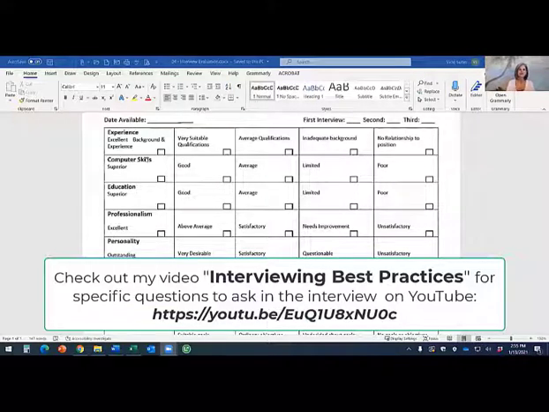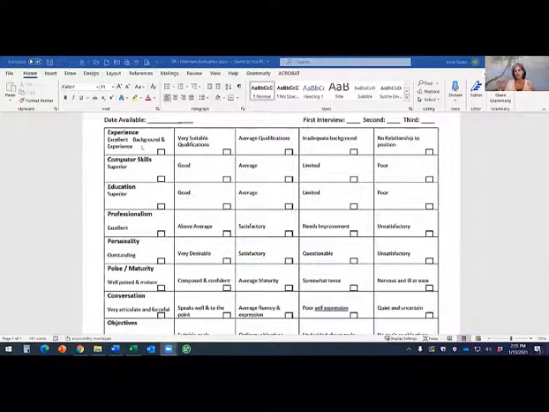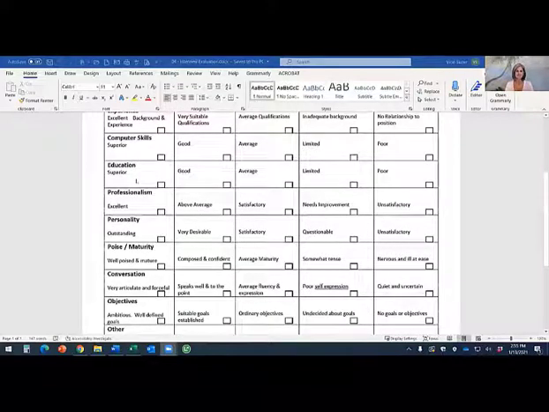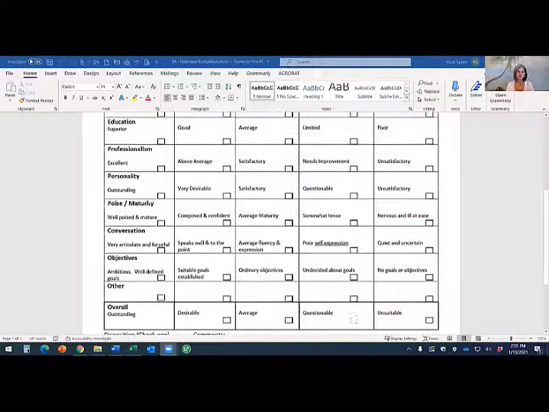But for their overall skills and qualifications, where would you rate them? Anywhere from there's no relationship to the position, to, oh my gosh, they're excellent, their background is exceptional in terms of their experience. And then the rest of these are related to things like education level, which, depending on the position, may or may not be relevant. Professionalism, personality, poise, maturity.